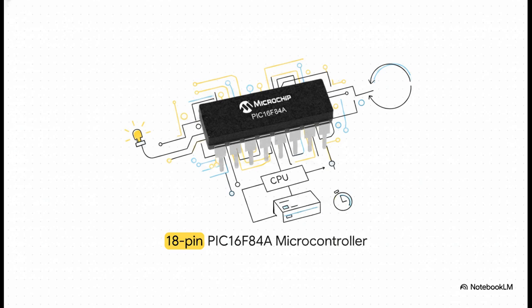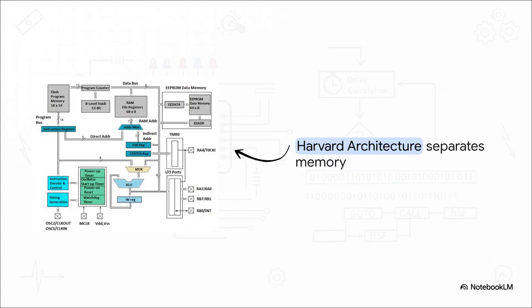But don't let that fool you. Surprisingly, it is an absolute powerhouse. We're talking about processing 5 million instructions per second out of just 18 pins. No joke. Zooming inside that little chip, we can see its internal map.